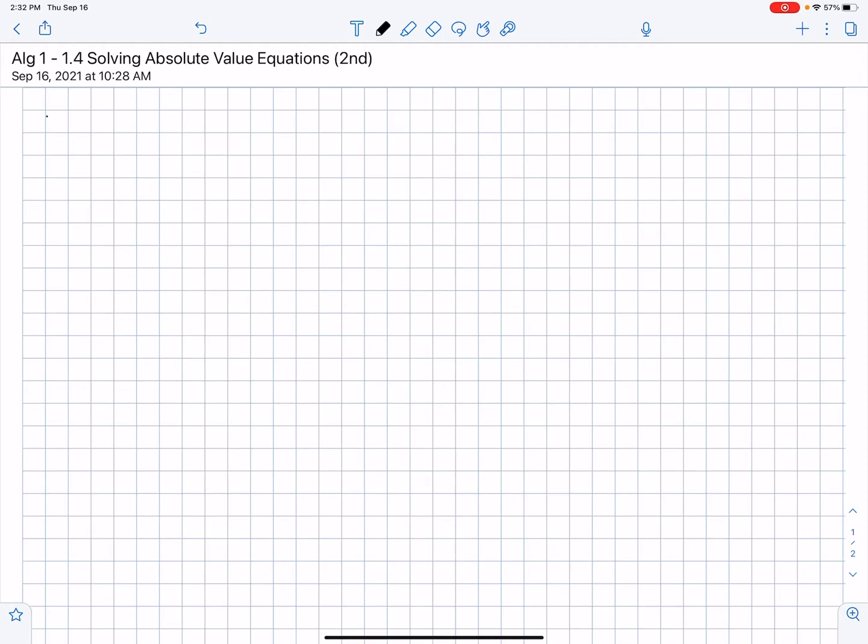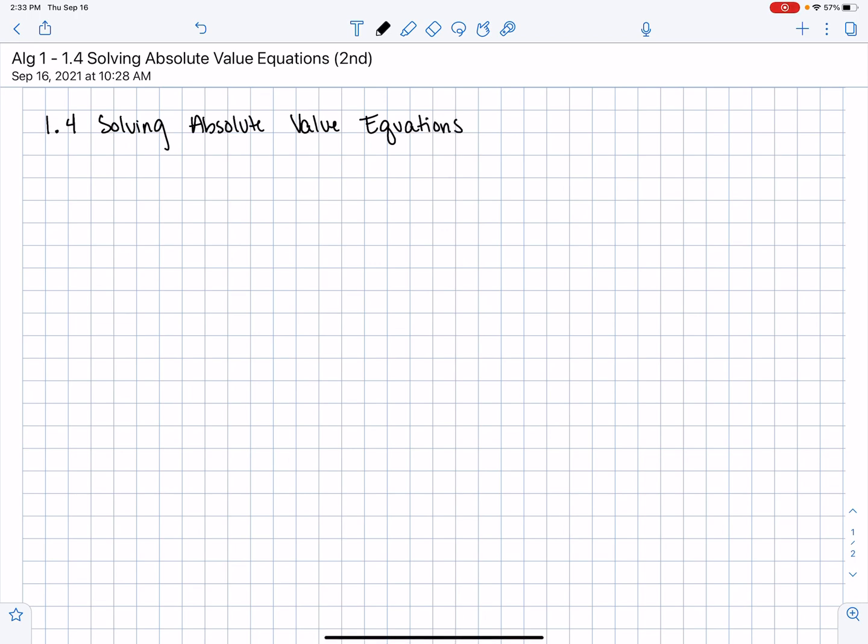Hey, second period. So we are going to take some notes on section 1.4, which is going to be solving absolute value equations. Solving those absolute value equations.